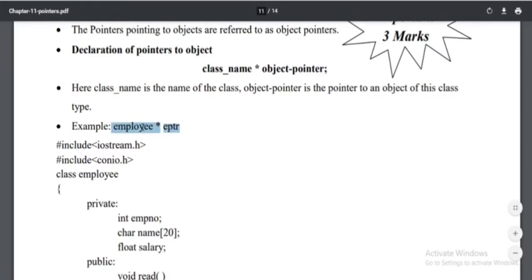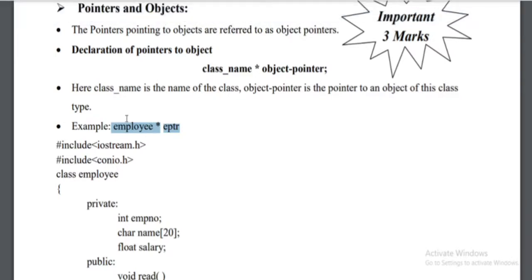Here employee is a class name. Then we have to specify the star operator, that is the pointer operator, and then the object pointer name which is pointing to an object of class employee. So EPTR is an object pointer, which is pointing to an object of this class employee.